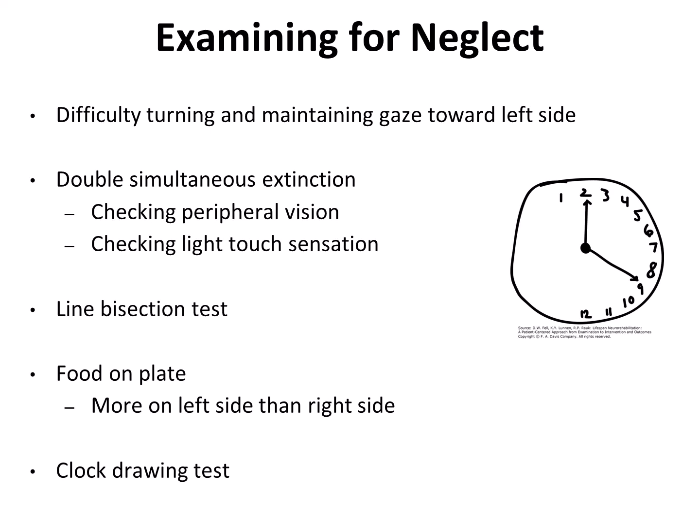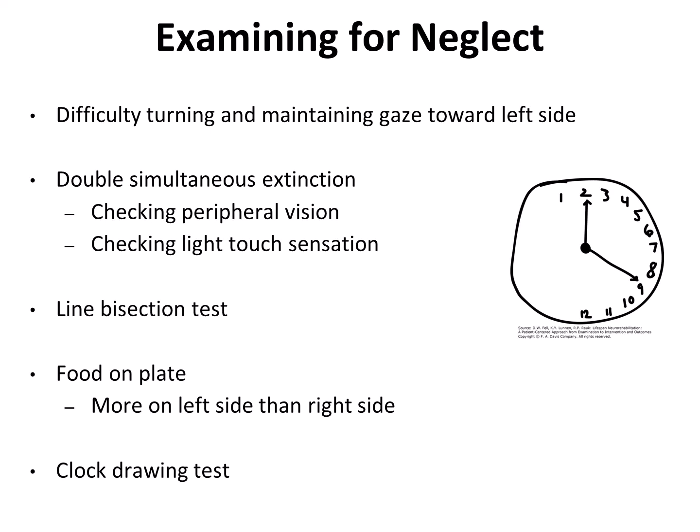Then moving on, if you're examining for neglect, it's pretty easy in the worst form of neglect. The patient's actually going to have difficulty turning toward their left side or even gazing or bringing their eyes to midline or going to the left. They might present with their head completely turned to the right side. So in that case, it's pretty easy to identify the presence of neglect for this person.